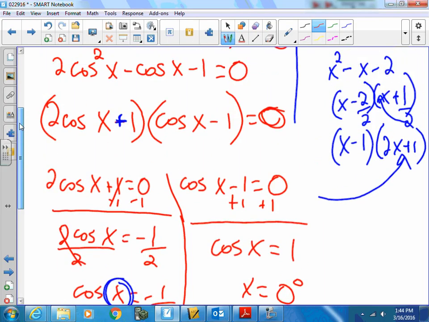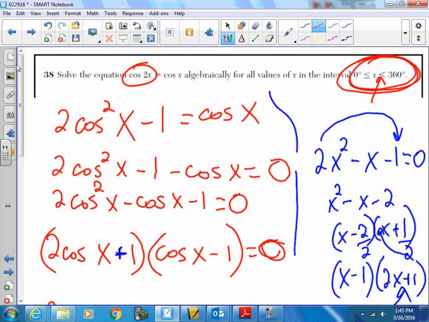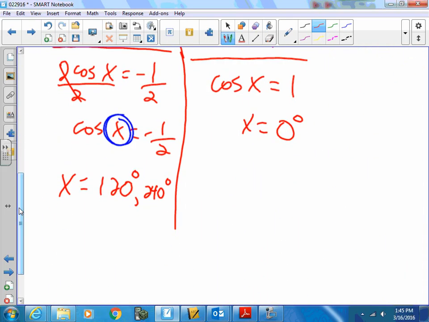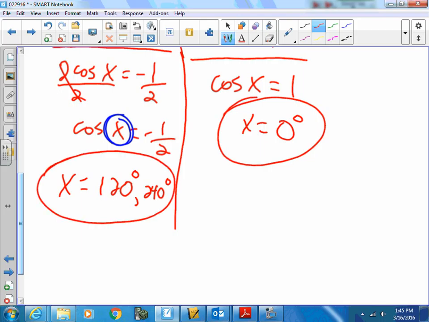You don't want to put 360 because if you look back up at the interval that they gave us, it's not including 360. That's why I put this arrow here. But it is including 0. That's what this means. So 0 is included in the interval, 360 is not. So 360 would not be a potential answer, but 0 would. So 0 degrees, so we have 3 different answers: 0 degrees, and these two over here, and that would be good for full credit.